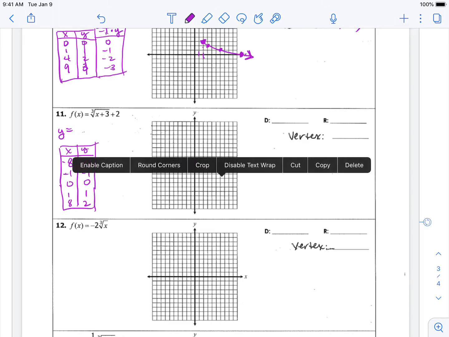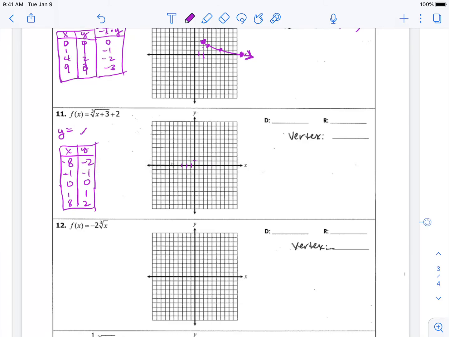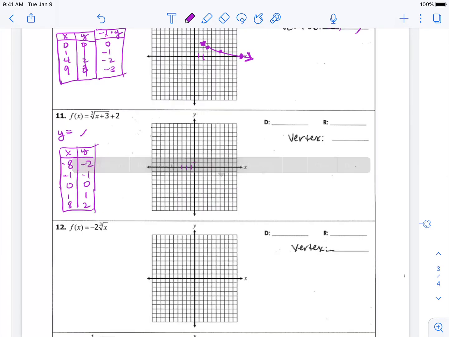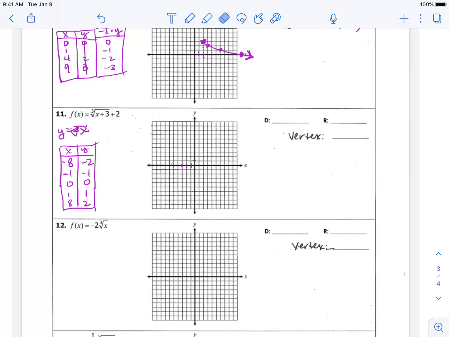It makes it easier because I'm taking the cube root of x, so y equals the cube root of x. All right, what I'm looking at here is I have this moving this way 3 and this moving this way 2. So I'm going to start with that and say, well, it would have been at 0, 0, but I'm moving it this way 3, 1, 2, 3, and then up 2. So this is my new 0, 0. That's where I'm going to start.